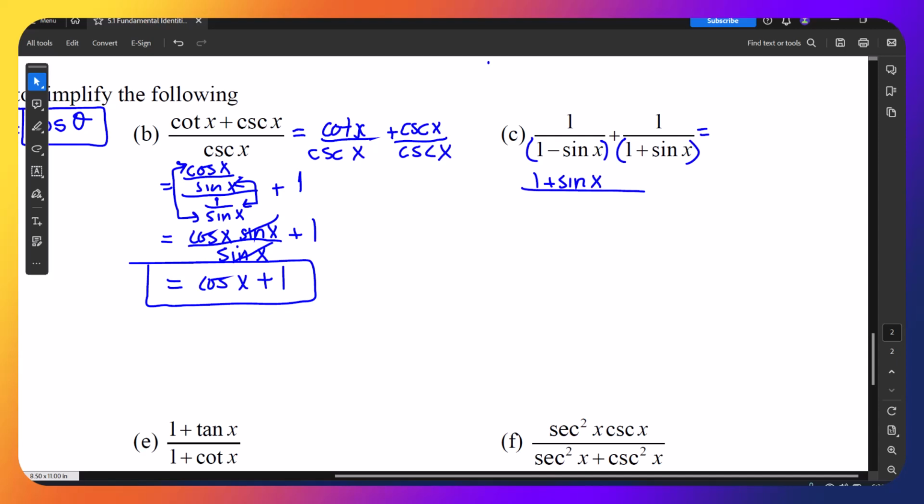over 1 minus sine of x, multiplied by 1 plus sine of x. And then I'm going to do the same thing to the second fraction. It's going to be 1.